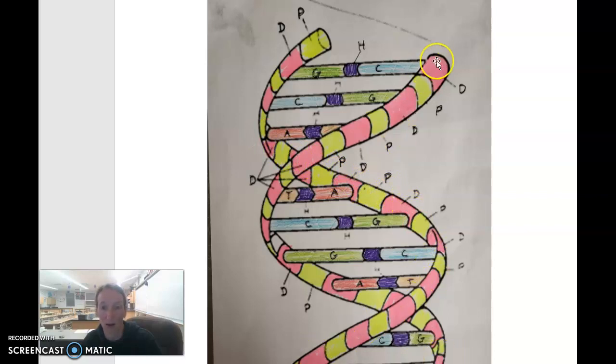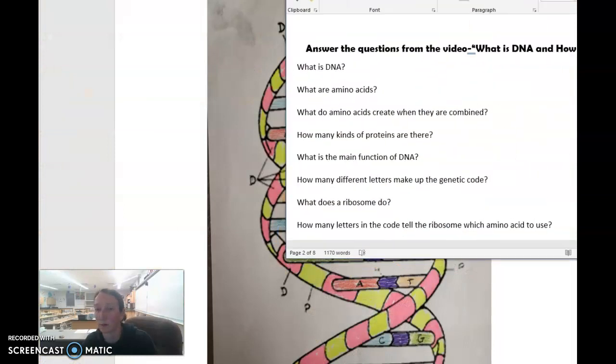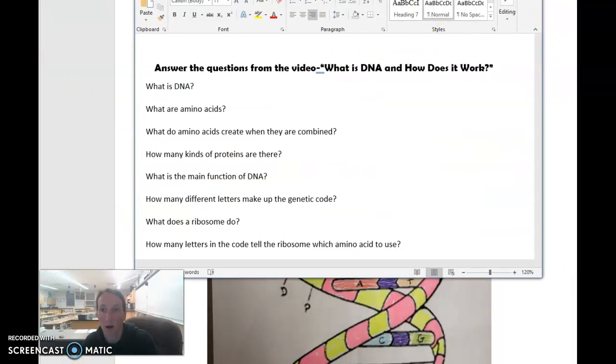Same thing over here. It alternates the whole way down. Now you'll notice here, this one's a phosphate, while over here, this one's a deoxyribose. So it goes D, P, and alternates the whole way down. So we are going to color code that. Now I'm going to jump over to our notes packet.